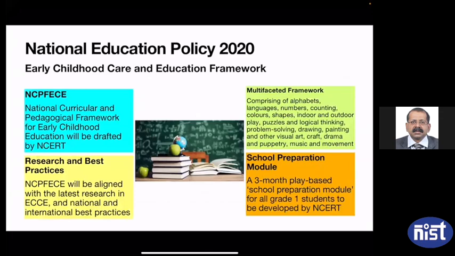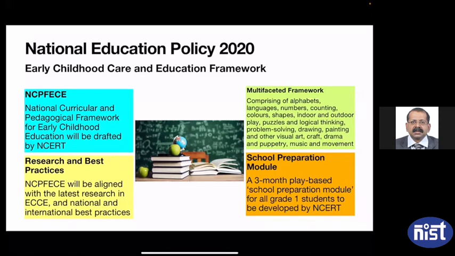And to set these up, I think the framework will be set up mainly by NCERT, which will be the mentor body to SCERTs, the State Councils of Educational Research and Training, and they will formulate the curriculum. They talk of an NCPF ECE, a National Curricular and Pedagogical Framework for Early Childhood Education, to be drafted by NCERT and to be implemented with SCERT. And this will be aligned with the latest research and best international and national practices.